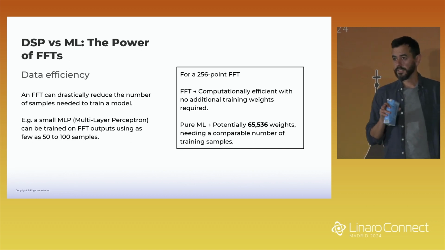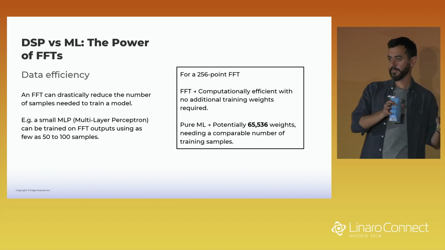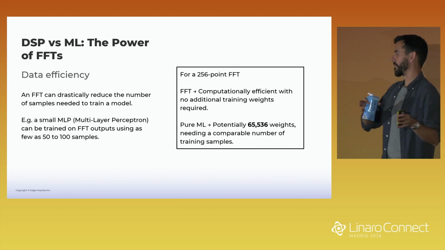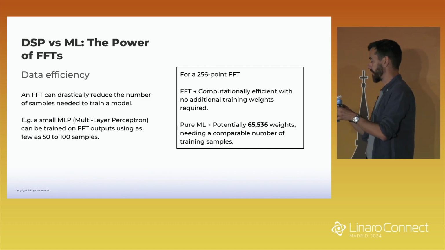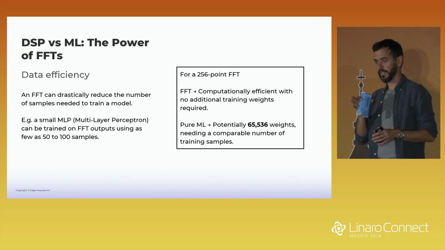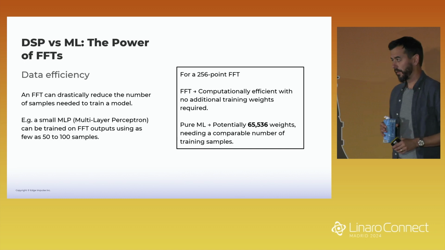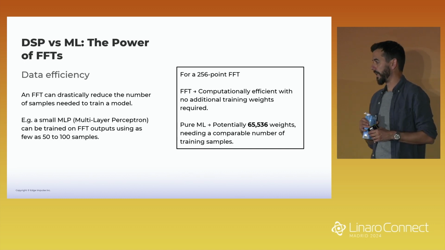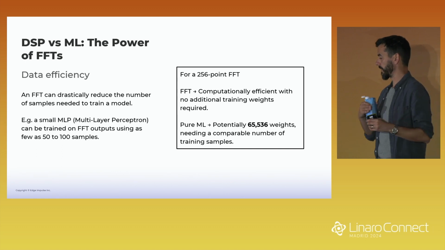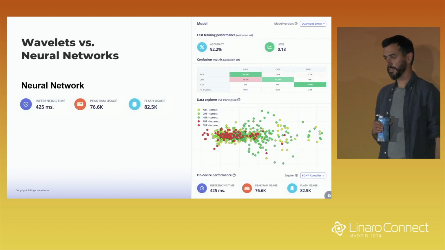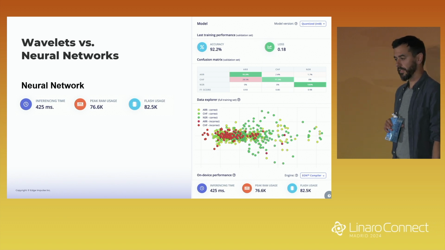Same with data efficiency. For example, a small multi-layer perceptron can be trained on FFT outputs using from 50 to 100 samples, compared to, again, the equivalent amount of 65,000 in pure ML, which is the same as the weights. So all this adds up, and that's the reason why edge AI in the past has not been that performant on low-end MCU devices.